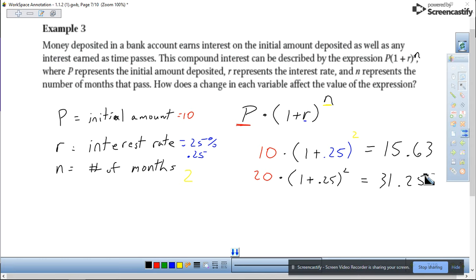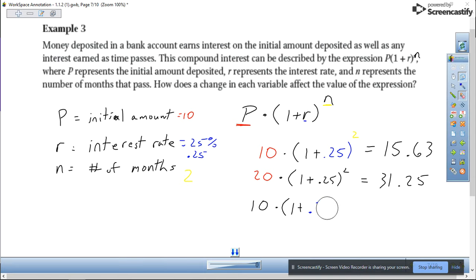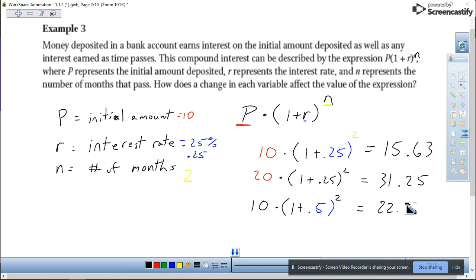What if we change one of the other variables? What if we instead go back to our initial amount of 10 times 1 plus, but this time we're going to change the 0.25 to a 0.5, but we're still going to do it for 2 months. What's the overall change there? It becomes $22.50. So not as big of an increase, but it did increase the value overall.